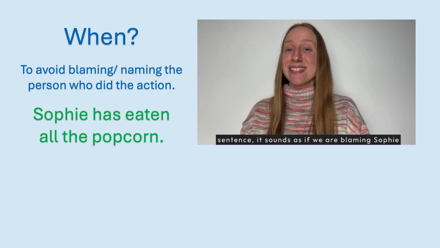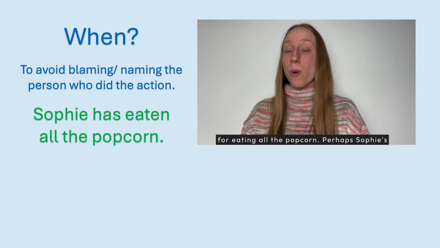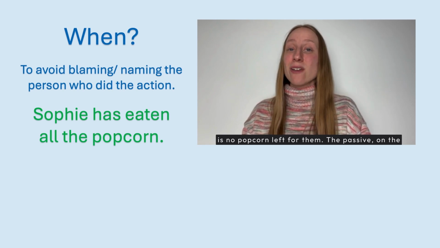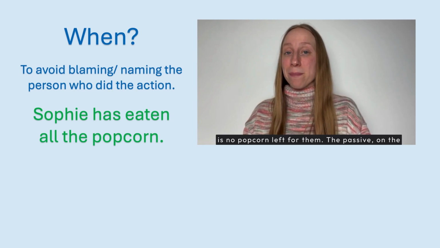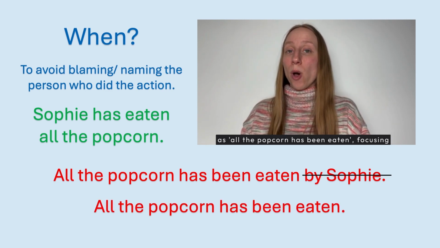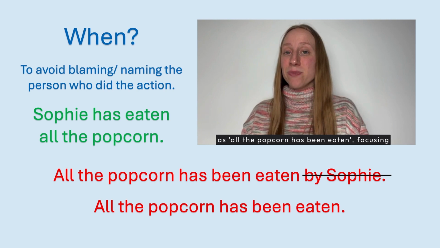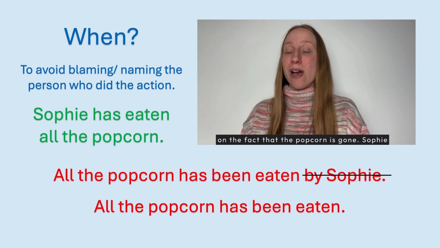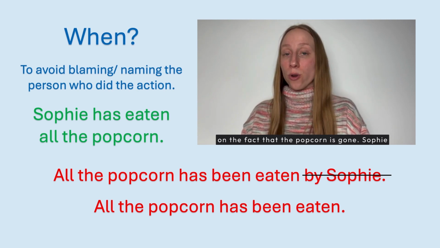In this sentence, it sounds as if we are blaming Sophie for eating all the popcorn. Perhaps Sophie's sister or brother is complaining because there is no popcorn left for them. The passive, on the other hand, if we don't say by Sophie, reads as all the popcorn has been eaten, focusing on the fact that the popcorn is gone.